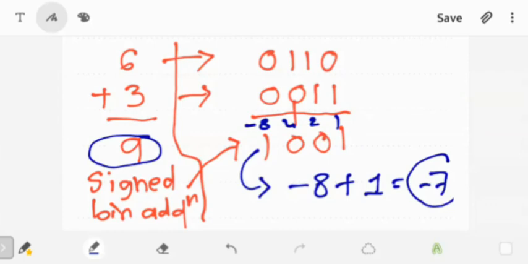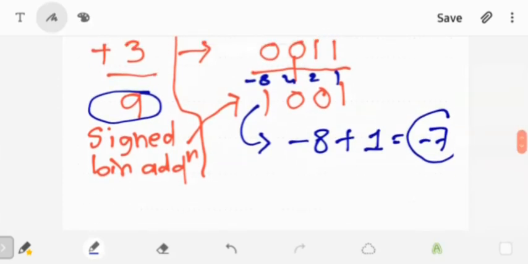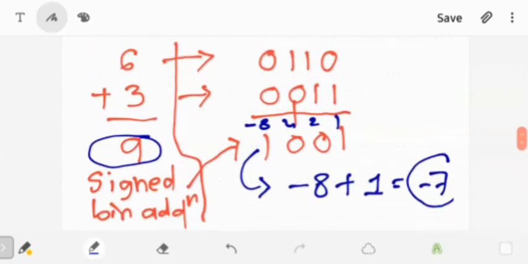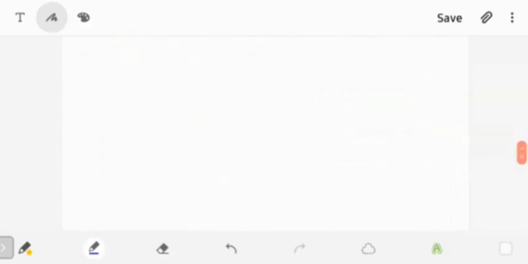Another scenario we'll see, because here you see the sum is greater than 7. That's why this type of situation arose. Let's take another example.